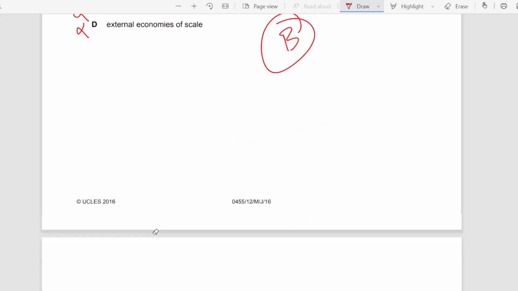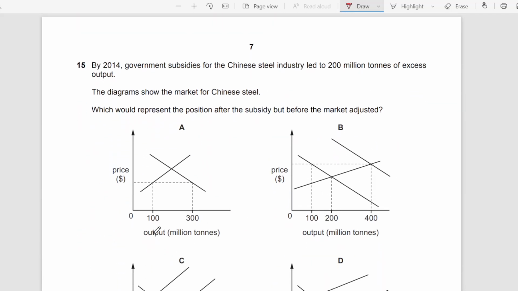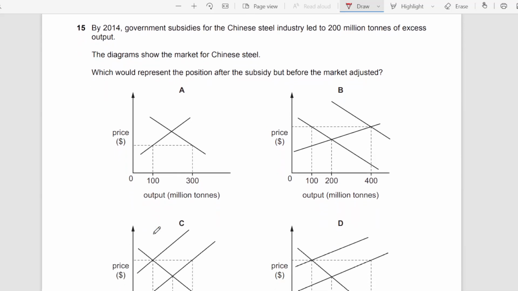Moving on to the next question, question number 15. Okay, this looks like a long question, but let's see. By 2014, government subsidies for the Chinese steel industry led to 200 million tons of excess output. So the government is supporting the businesses in the form of subsidies, and the output of the industry was exceeded by 200 million.